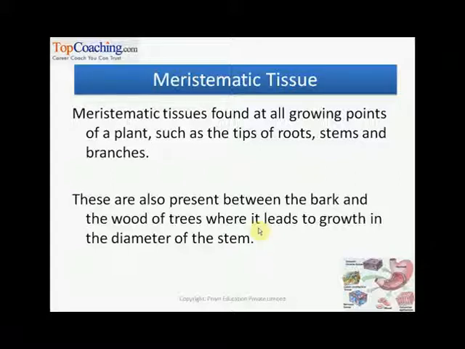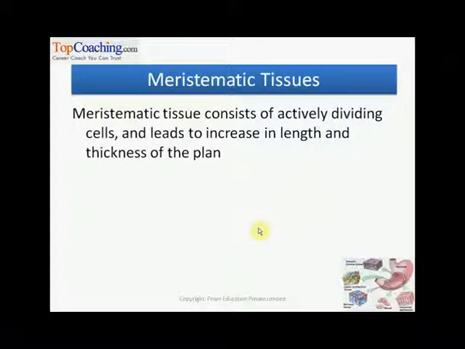Tips of the roots, stems, branches all have meristematic cells or their group, which is tissues. Meristematic tissues are also present between the bark and wood of trees, where it leads to growth in the diameter of stem. And since it helps in growth, these tissues consist of actively dividing cells, which leads to increase in length and thickness of the plant.